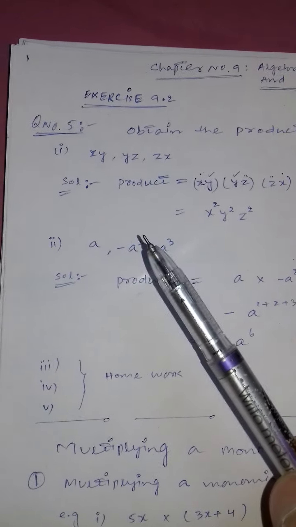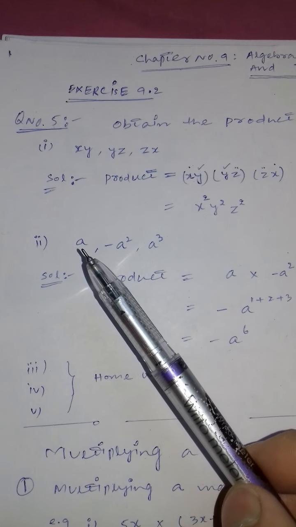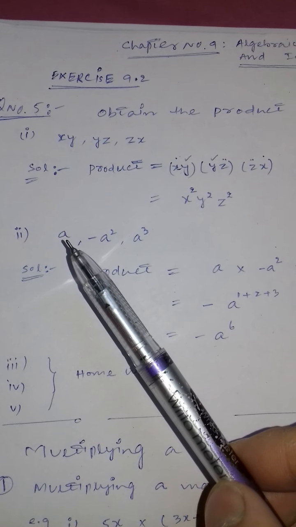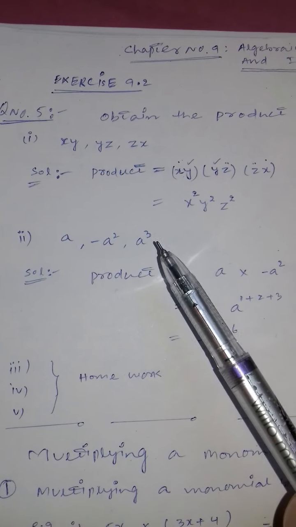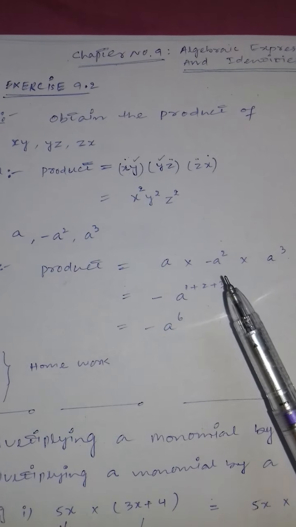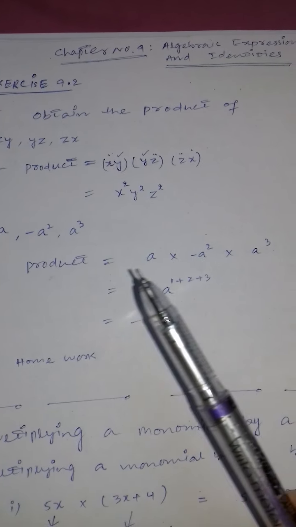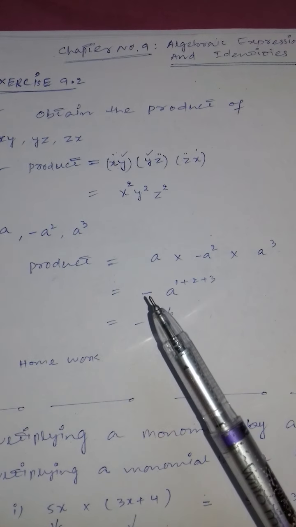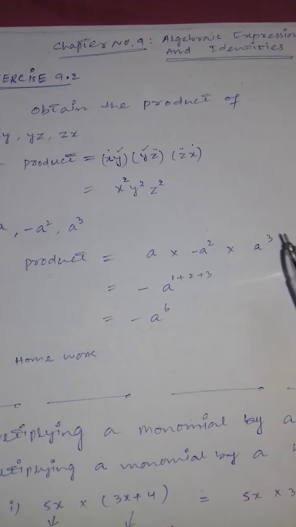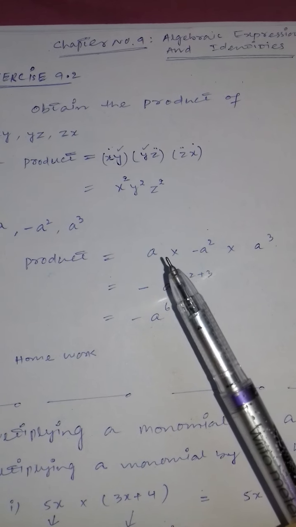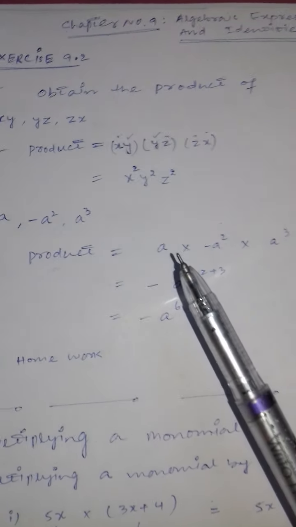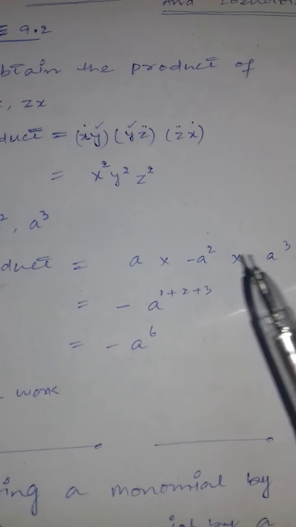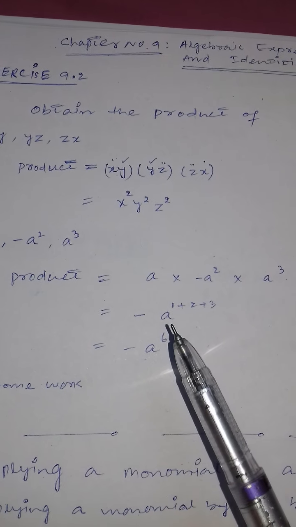Now let's move to part second. Here you can understand more. a into minus a square into a cube. First of all, it is plus a, minus a, so plus into minus is minus. So write down minus here. Now the rest, you can see the base is the same throughout. It is a, so you write down only one a.